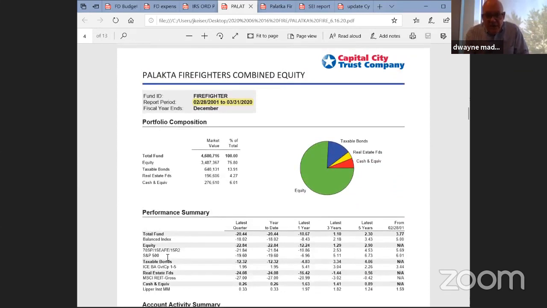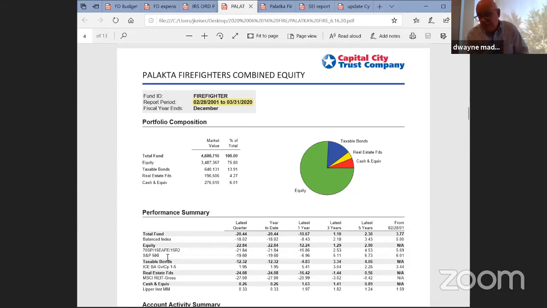You'll see that year to date, of course, things were not good. Looking back in March, the equity side was down 20%, 22%. The total fund was down 20.44%. The bonds were down 12%. That's because your convertible bonds and high yield bonds tend to act like equities, so they did not do well. They don't do well in a down market, but they do real well in an up market.